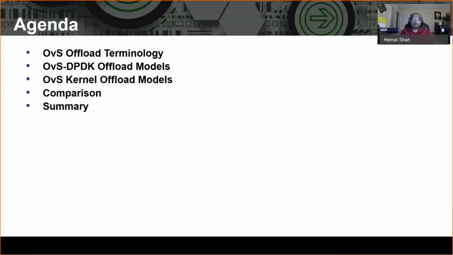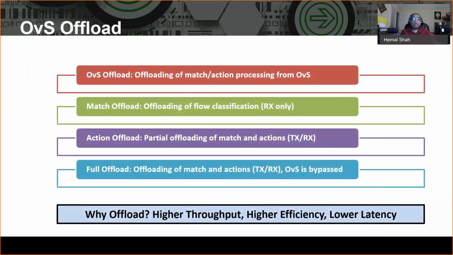So for the agenda, I'll first introduce different terminology for OvS Offload, which will help with understanding different models. Then I'll focus on going over different offload models for OvS-DPDK as well as kernel data path offload model, give a comparison of all this, and then summarize where we are. So with that, let's dive into the presentation.